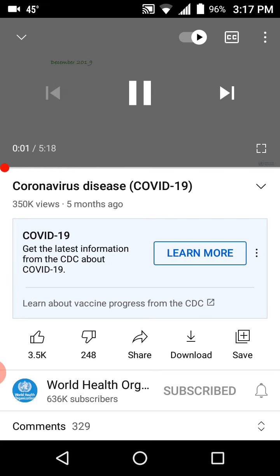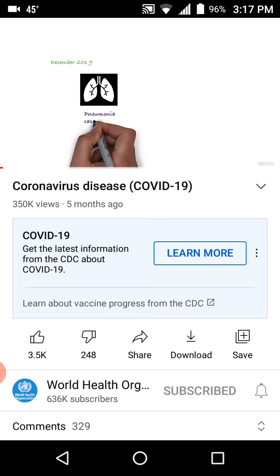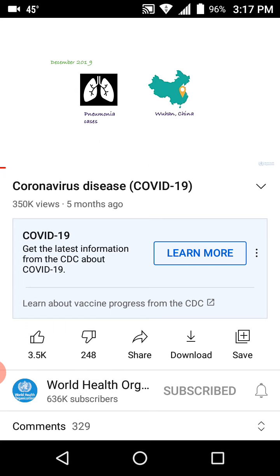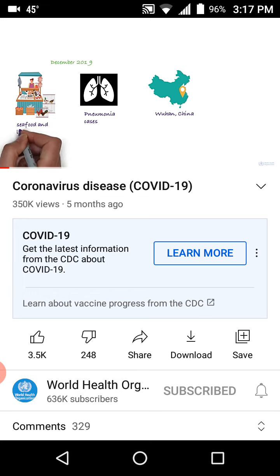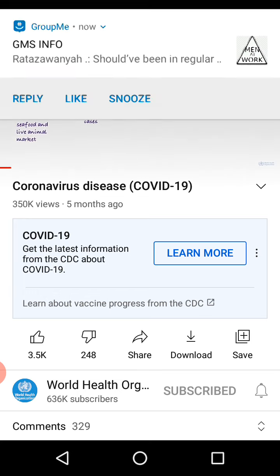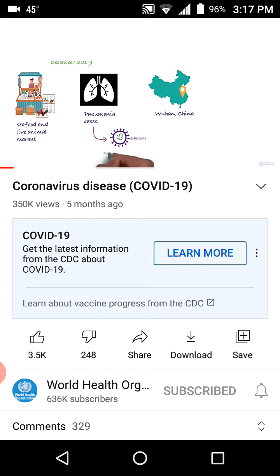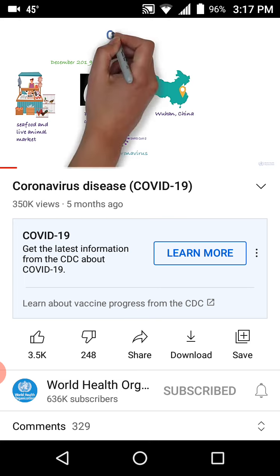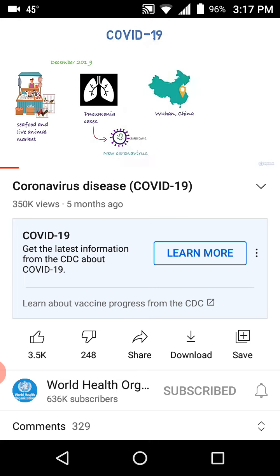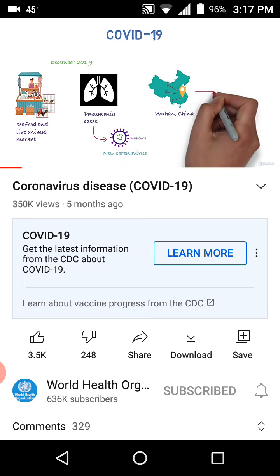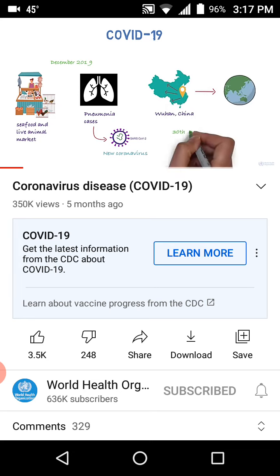In December 2019, there was a cluster of pneumonia cases in the city of Wuhan in China. Some of the early cases had reported visiting or working in a seafood and live animal market in Wuhan. Investigations found that the disease was caused by a newly discovered coronavirus. The disease was subsequently named Covid-19. Covid-19 spread within China and to the rest of the world. On 30 January 2020, the World Health Organization declared the outbreak a public health emergency of international concern.